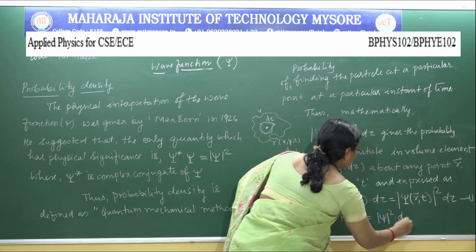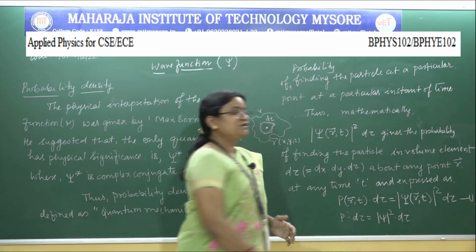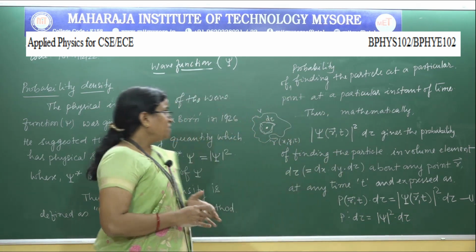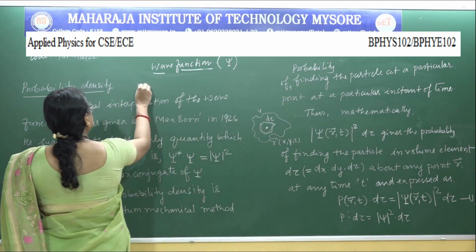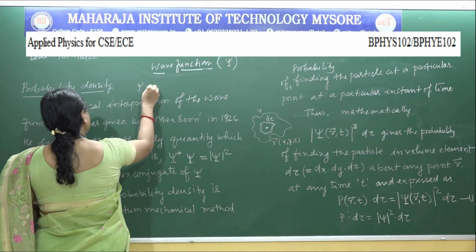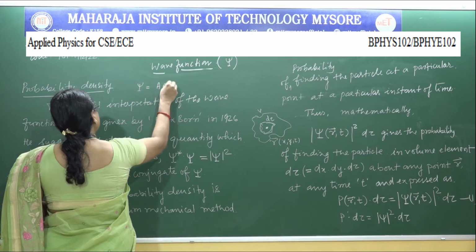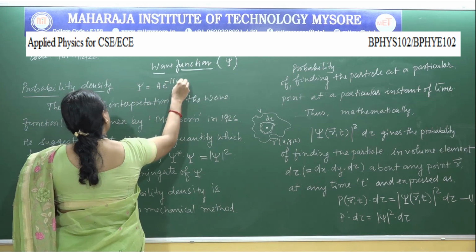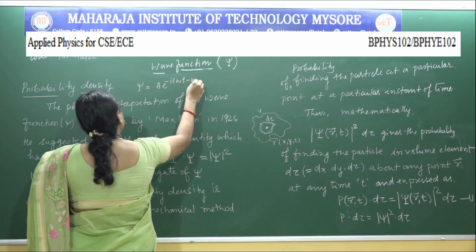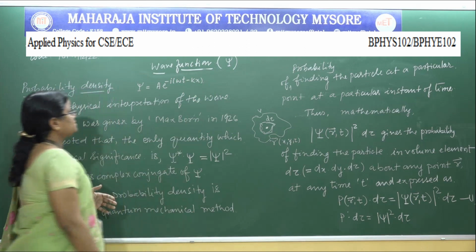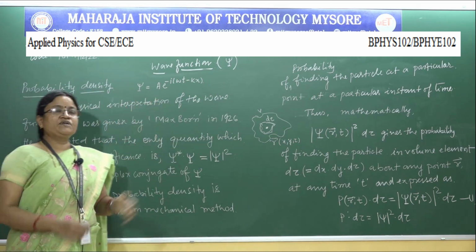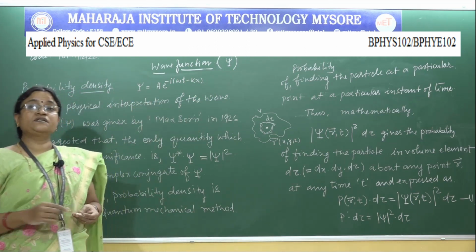So, psi, which we have written as psi equals a exponential of minus i (omega t minus kx), where a is the amplitude of the wave function.